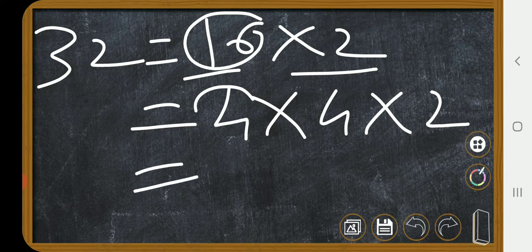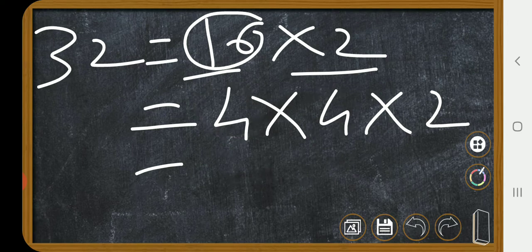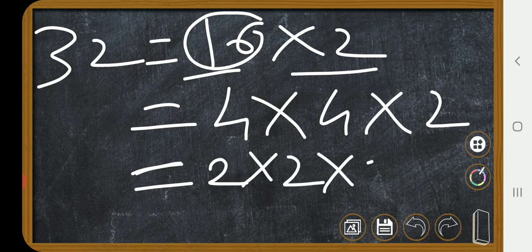How will you write 4? 2 multiplied by 2, and this also 2 multiplied by 2. See, I'll write properly. 2, how will you write it? 2 multiplied by 2, again 2 multiplied by 2 and 2 multiplied by 2.